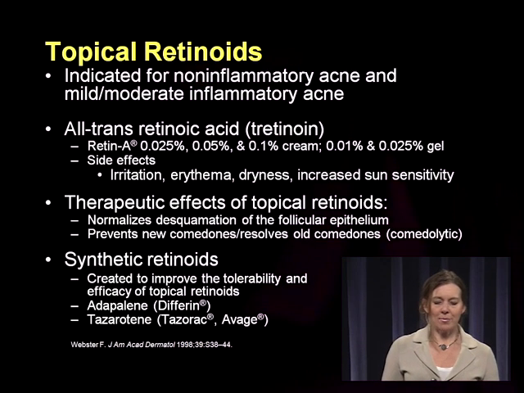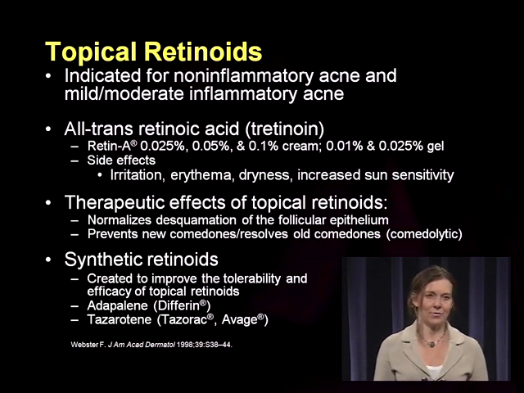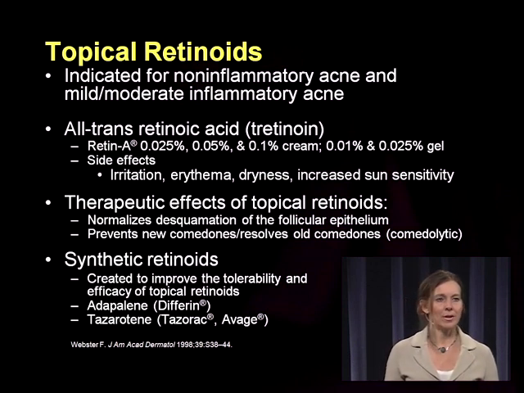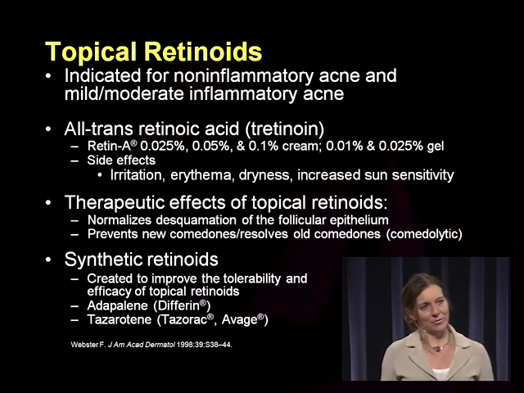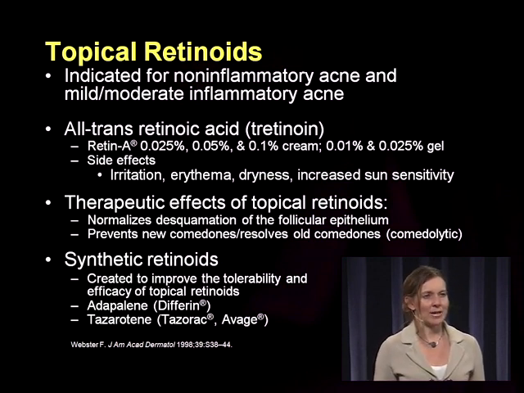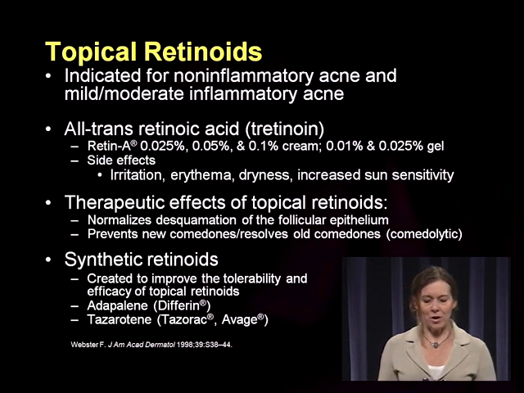As I mentioned, topical retinoids are probably the best medication for preventing the development of comedones. They normalize the desquamation of the follicular epithelium, and they're really the best preventative topical medication that we have. And so dermatologists will usually use a topical retinoid as first-line therapy. However, sometimes we're limited because those medications may not be approved until we've tried a topical benzoyl peroxide, which tends to be much less expensive.